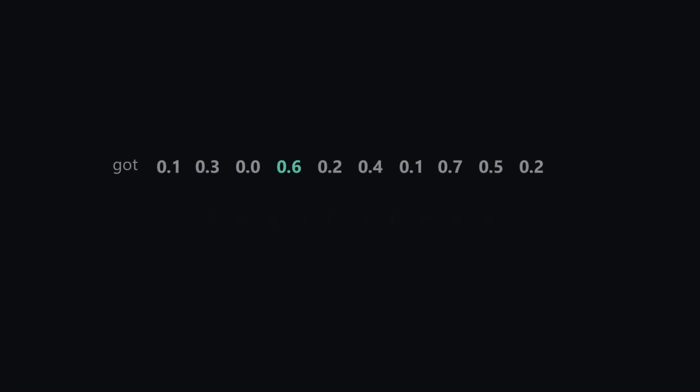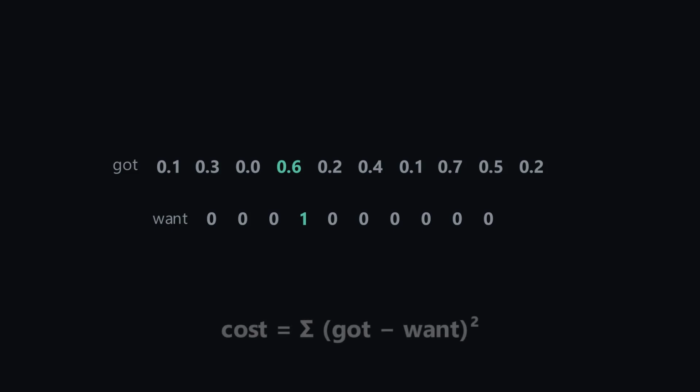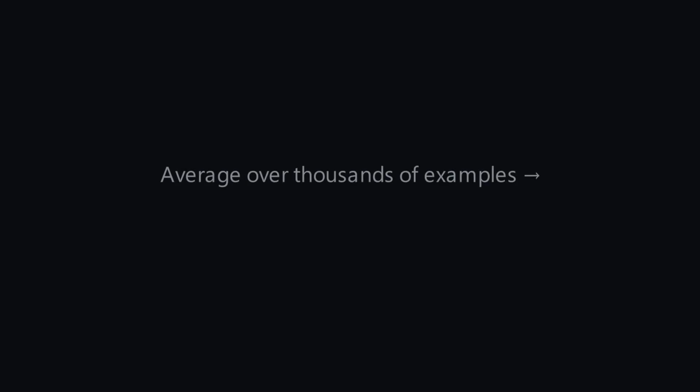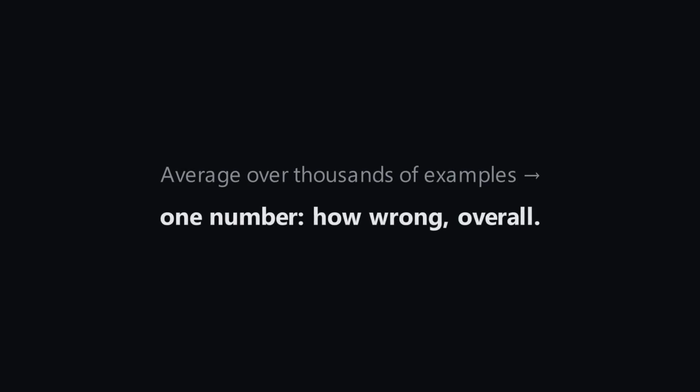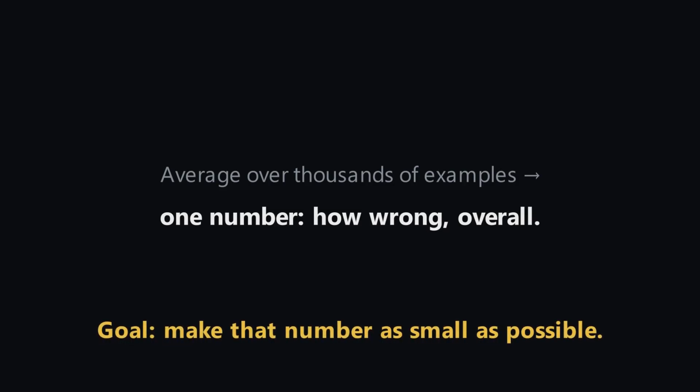To improve, the network first has to measure how badly it's doing. We call that the cost. Show it a labeled image, say a 3, look at the 10 outputs. We wanted the 3 neuron at 1 and all the rest at 0. Take the difference between what we got and what we wanted, square it, and add it all up. A big number means a bad answer, a small number, a good one. Average that over thousands of examples, and you get a single number. How wrong is this network overall? Now learning has a crisp goal. Make that one number as small as you possibly can.